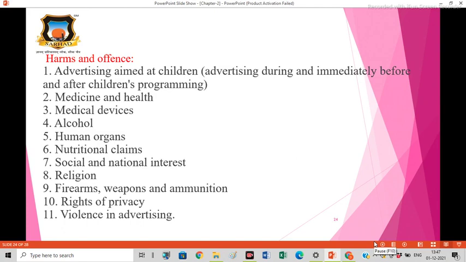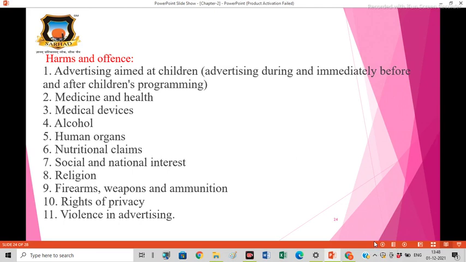The next is human organs. As per the Transplantation of Human Organs Act 1994, this law prohibits any advertising inviting persons to supply, or offering to supply, any human organ for payment.